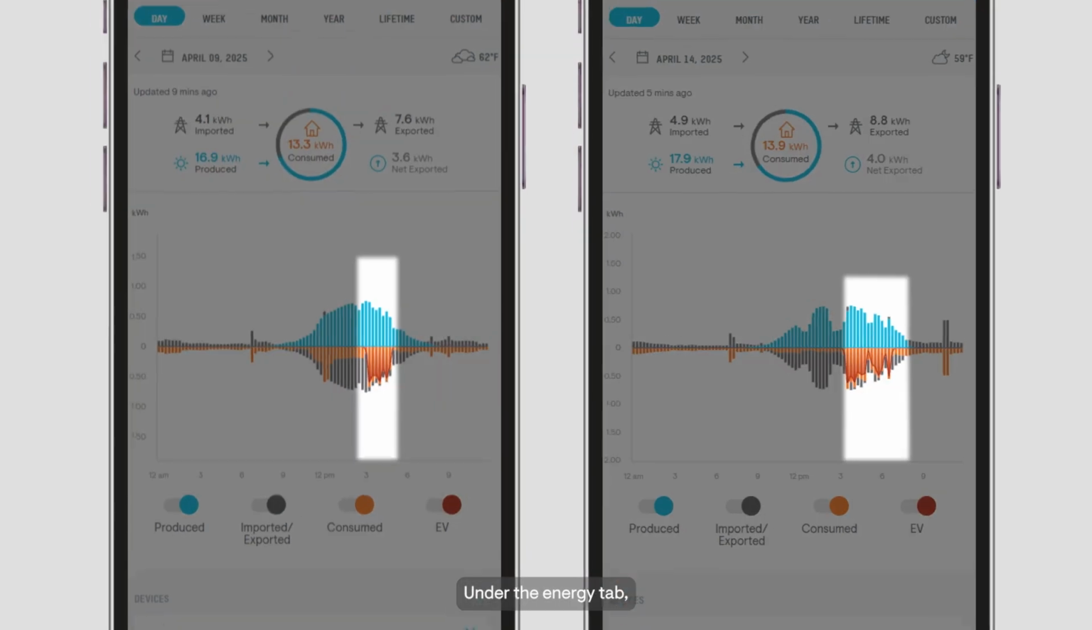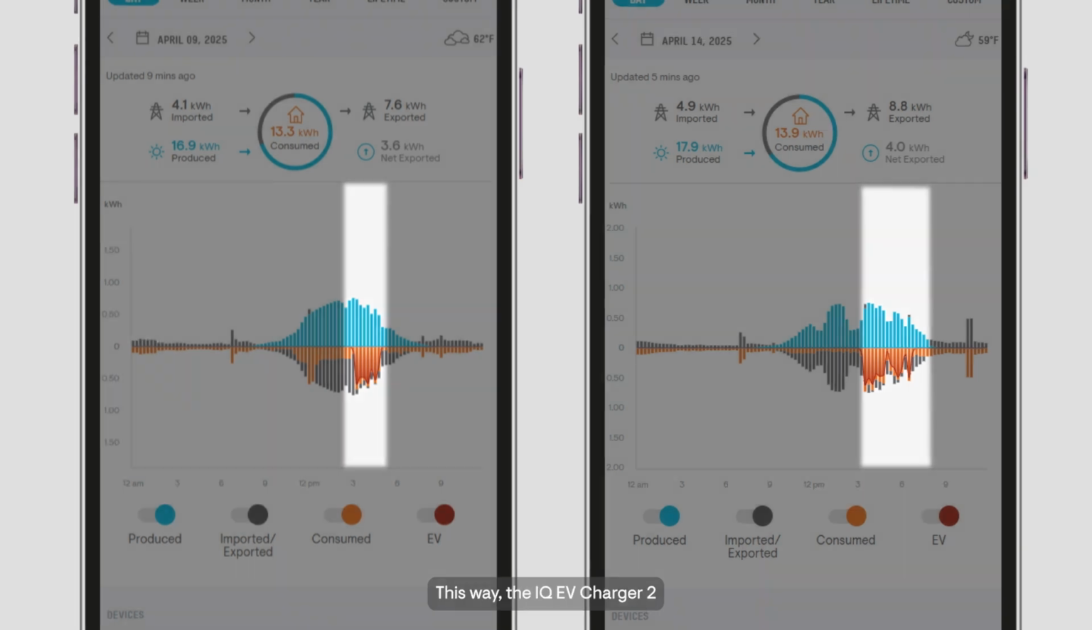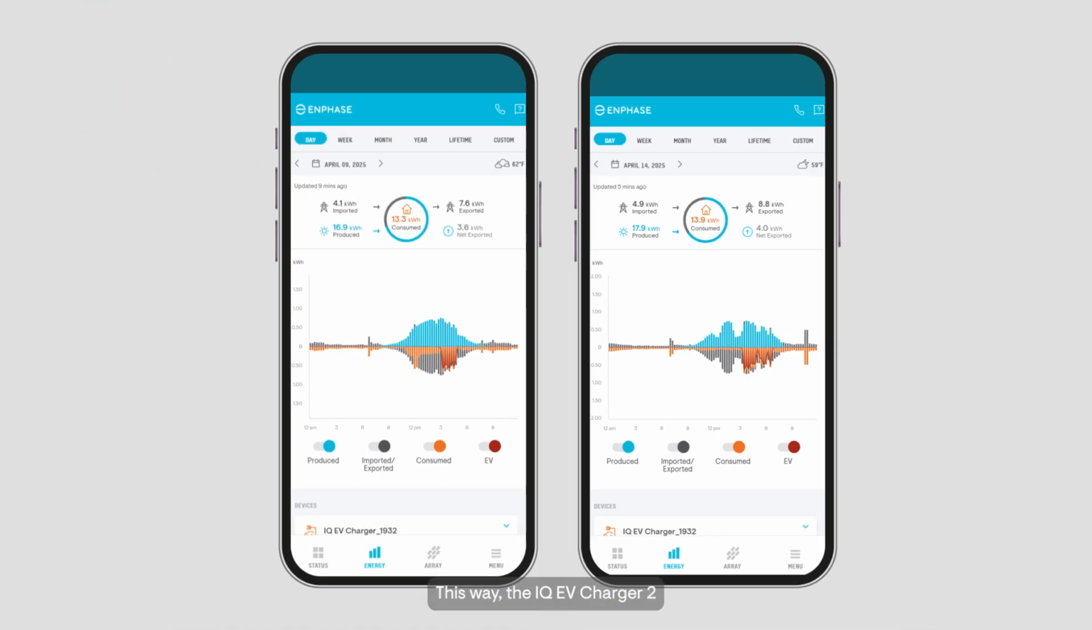Under the Energy tab, it can be observed that the IQ EV Charger 2 graph closely follows solar production. This way, the IQ EV Charger 2 can maximize the utilization of solar by quickly responding to the changes in surplus solar availability, keeping the exports and imports to a minimum.